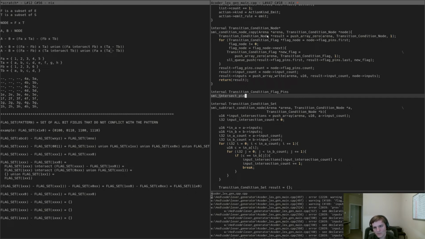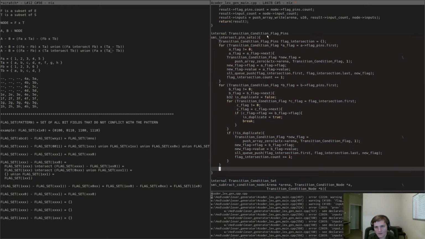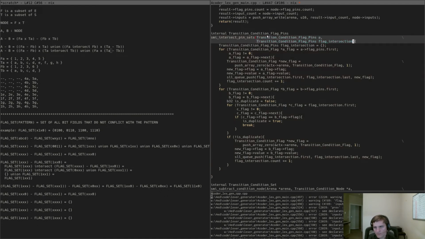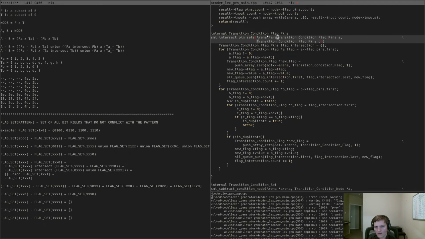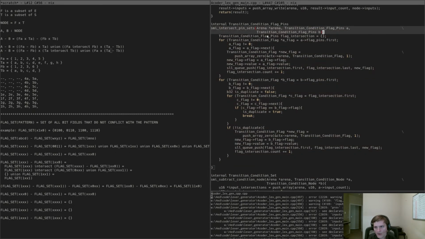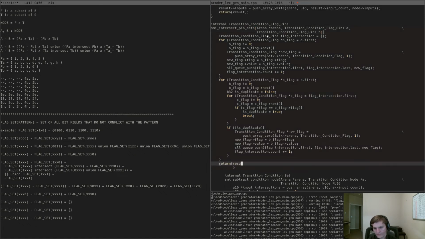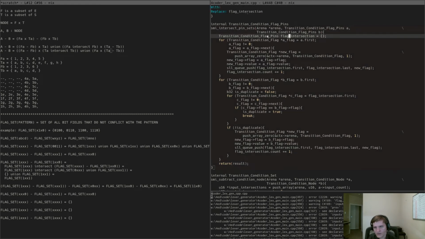Intersect pin sets. A, B, and an arena. A flag pins dot becomes A dot. B flag pins dot becomes B dot. And then we return the result.